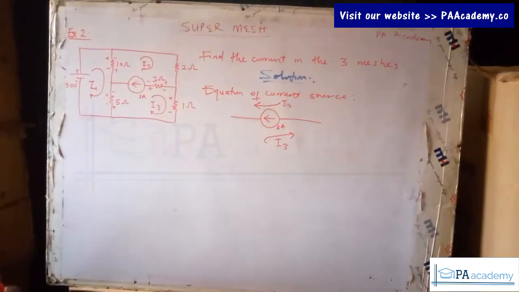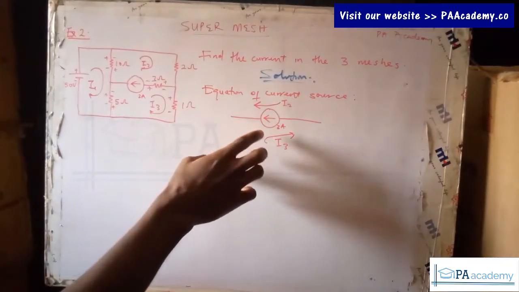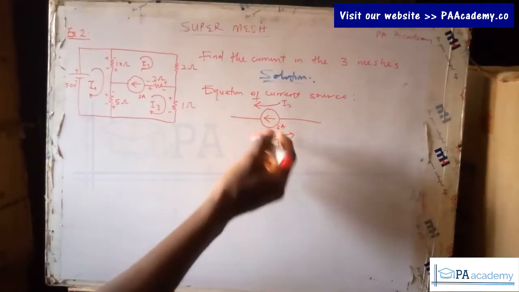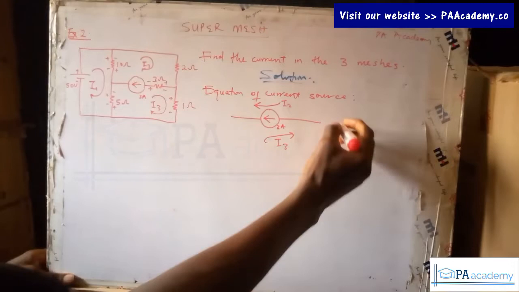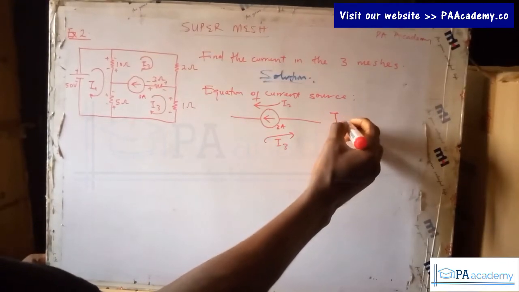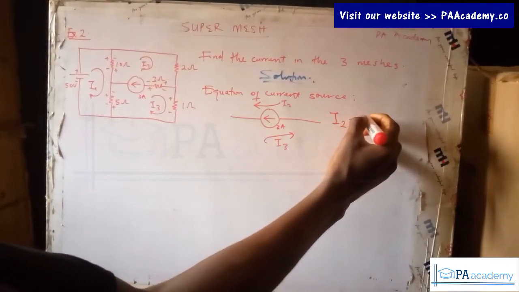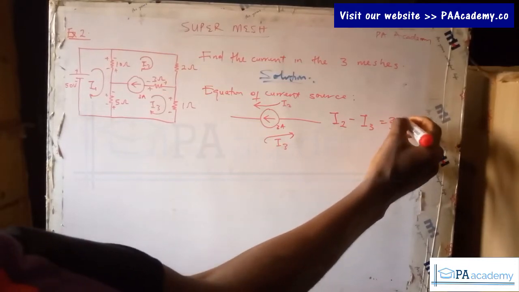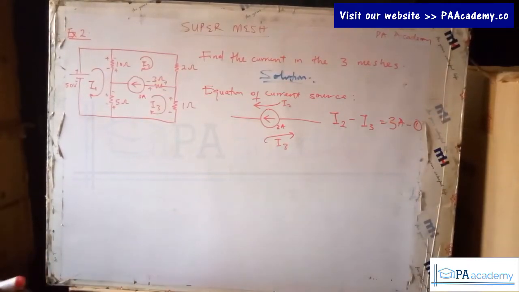Like I said, if you have to write the equation of the current source, whichever current is in the same direction as the current source will come first. So this I2 is in the same direction as the 3 amp. So we are going to have I2 minus I3 equals 3 amperes. That's the equation, and we take that to be our equation 1.